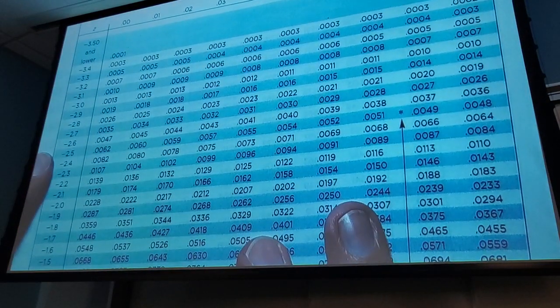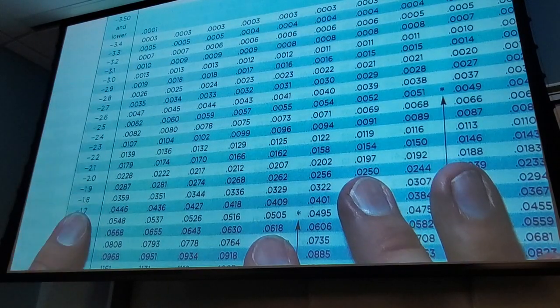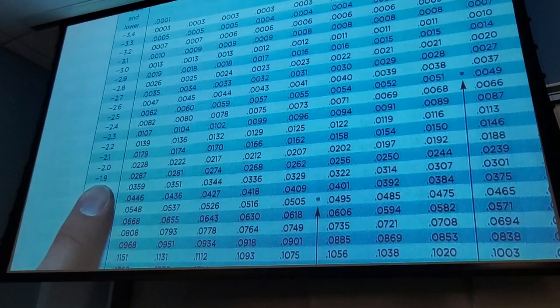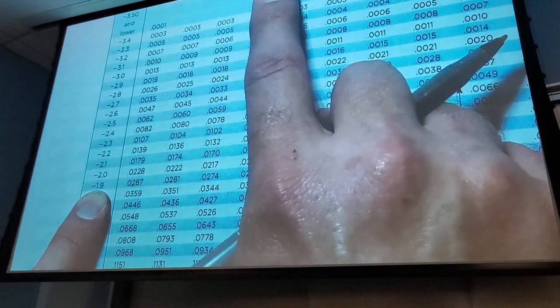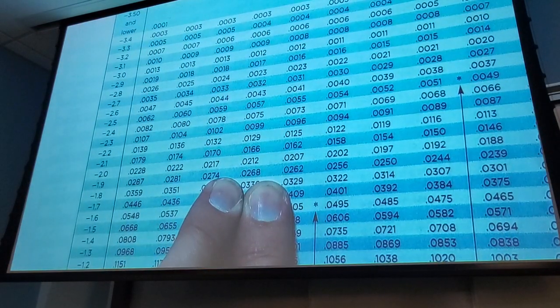Sure. I'll zoom out a little bit. So for example, let's do another one. If I want to look up negative 1.93, negative 1.9, see negative 1.9? And the 3. That's the answer.